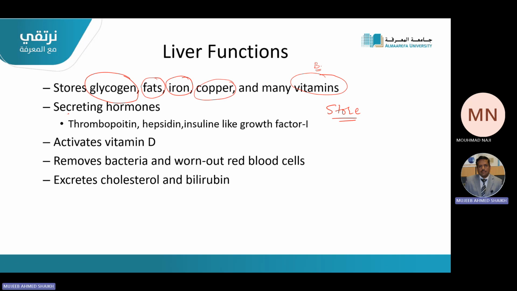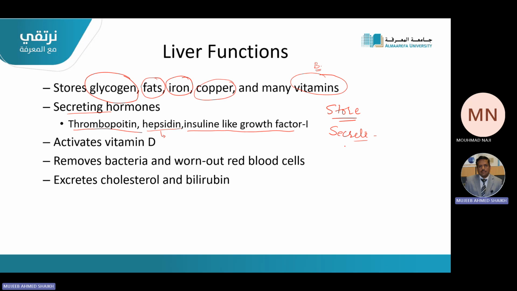It also secretes hormones. Not only does it store, it secretes some hormones. So the liver is known as the largest gland of our body. It has a secretory function. That's why it is also called a gland. What will it secrete? It will secrete hormones like thrombopoietin. What is thrombopoietin? The hormone responsible for platelet formation. Hepcidin, the hormone responsible for regulation of absorption of iron. Insulin-like growth factor, IGF. This is secreted by the liver.